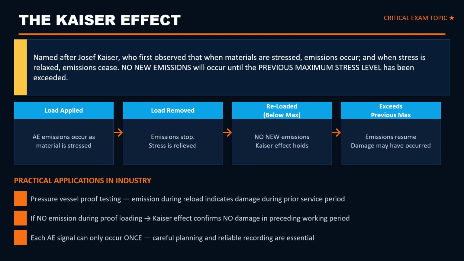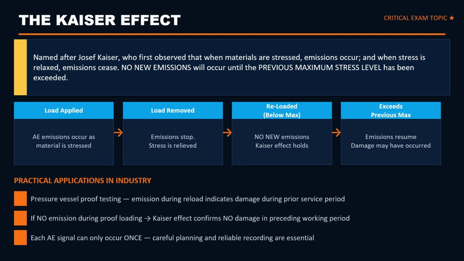The Kaiser effect says, once a material has been loaded and unloaded, no new acoustic emissions will occur during reloading until the previous maximum stress level is exceeded. In simple words, the material remembers its previous stress history. Now, this is extremely important in pressure vessel proof testing.